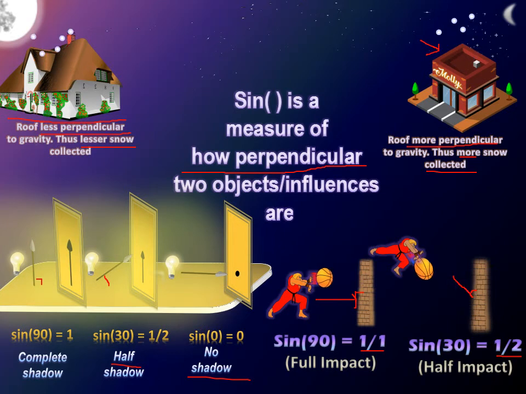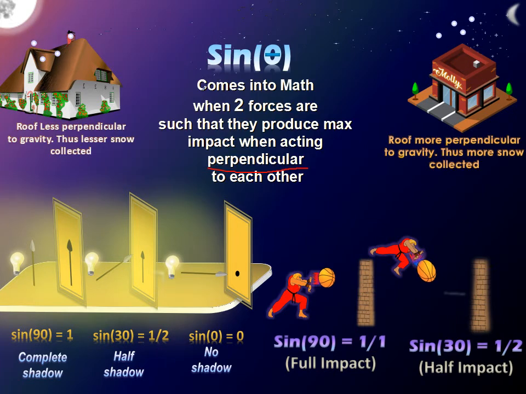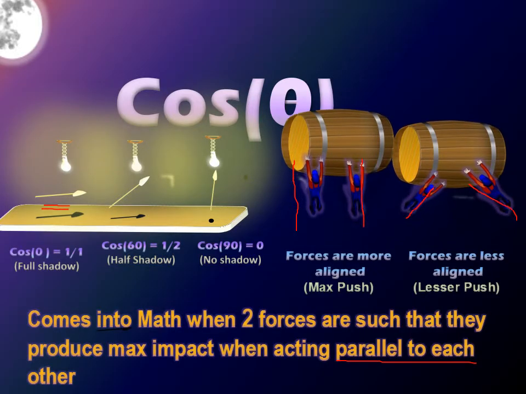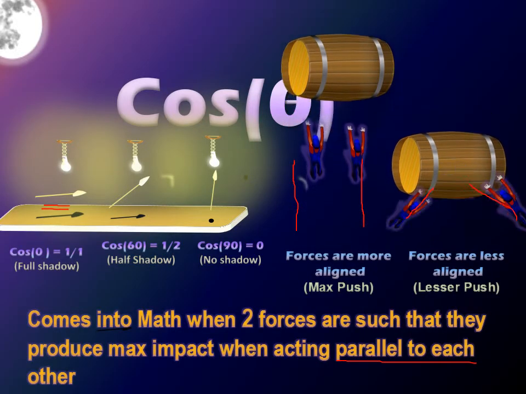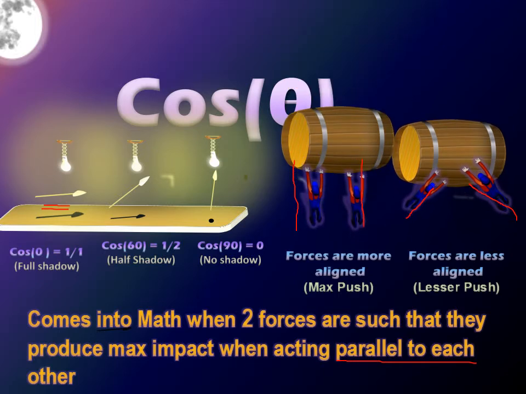The third example again is of a spear which is kept perpendicular to the surface of a table. When it is kept perpendicular to the surface of a table, it casts maximum shadow onto a screen. When the angle of the spear is reduced to 30 degrees with respect to the table, the shadow reduces to half. At 0 degrees there's almost no shadow. When the spear is running parallel to the surface of the table, no shadow. The sine is a measure of how perpendicular two forces are. It comes into mathematics when two forces are such that they produce max impact when acting perpendicular to each other.